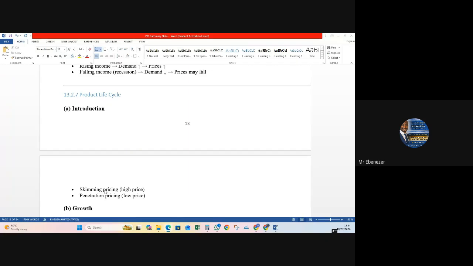We have the withdrawal stage as well. Some textbooks call it five stages, some call it six. Now for the introduction stage, you will spend more on some things. When you start, let's look at this together. When you start a business, what are the things you spend more on?